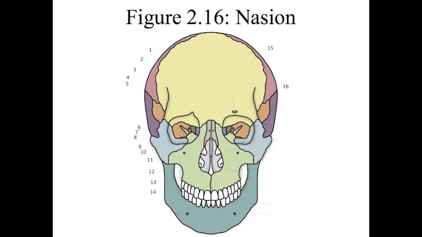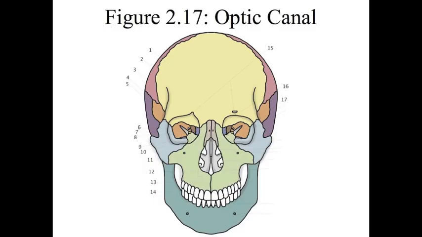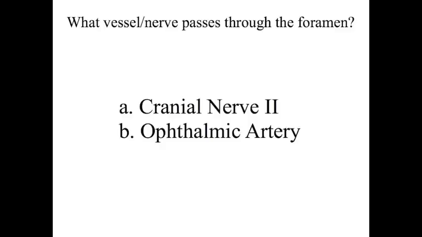Number 16 is the nasion. This is where the nasal bones articulate. Number 17 is the optic canal. Through the optic canal comes the optic nerve. That is cranial nerve number 2. Also, the ophthalmic artery passes through the optic canal. It's important to remember that because soon we're going to learn that the ophthalmic nerve passes through somewhere else.